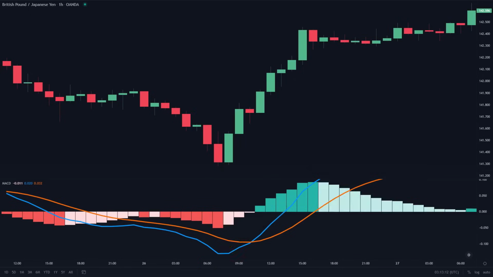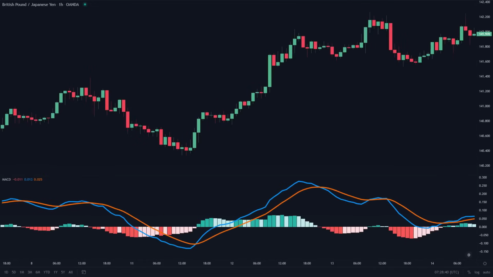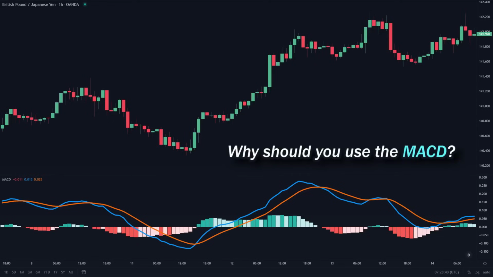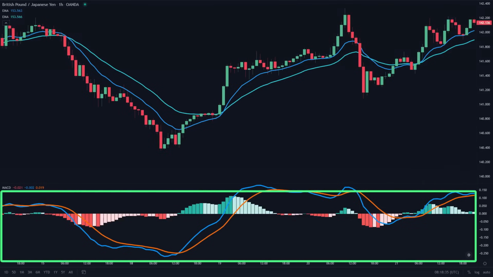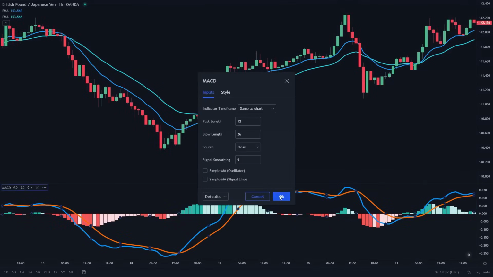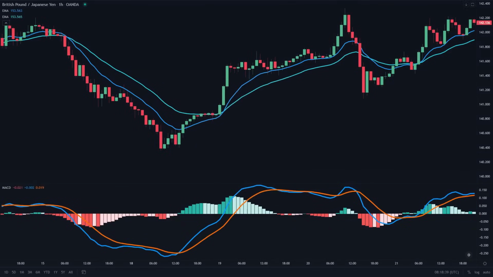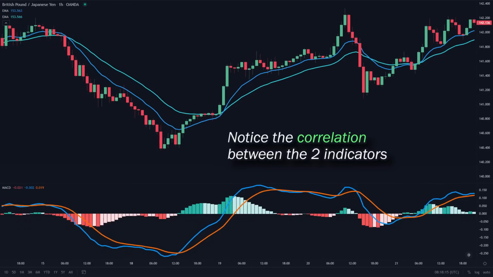Now, we've already established that the MACD is based on moving averages, and so the question is, why should you use the MACD and not the moving average? Well, let me give you a quick comparison. Here we have the MACD that is set to default settings, 12 and 26. And over here, we also have two exponential moving averages, which are set to the same values as the MACD, which are 12 and 26. Notice the correlation between the two indicators.